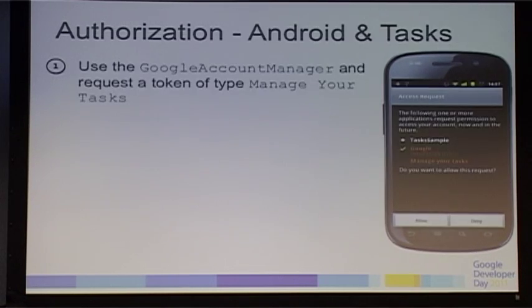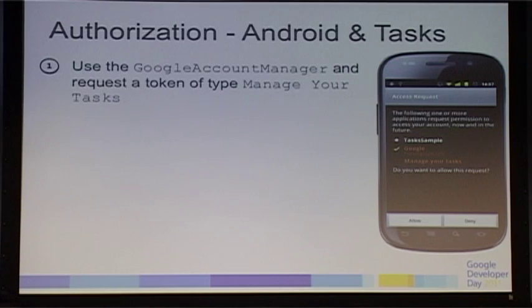And then the last thing I want to talk to you about is something new that we've done for Android and the Tasks API using the Google Account Manager. The Google Account Manager normally works with client login tokens, which is an old protocol that you don't want to use. We've updated the Google Account Manager to use OAuth 2 with the Tasks API.